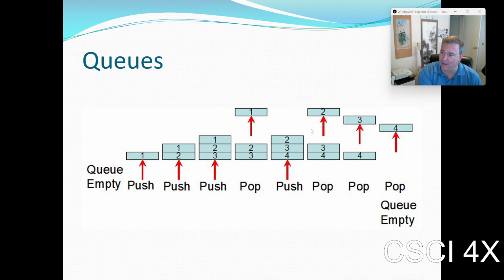Then person 4 walks up, then person 2 gets called forward, and you're left with 3 and 4 in the queue. Then person 3 gets called forward, there's person 4 in the queue, then person 4 gets called forward, and the queue is now empty.